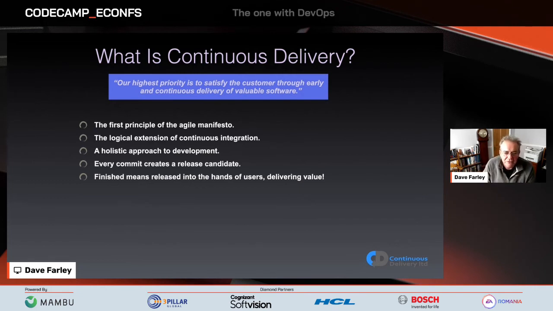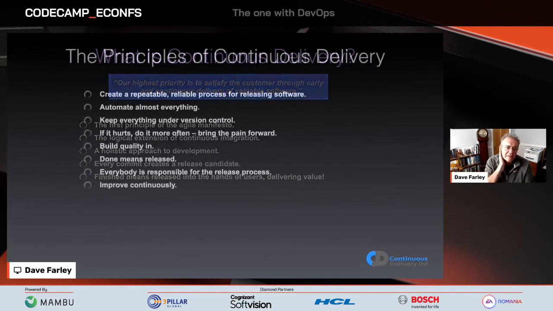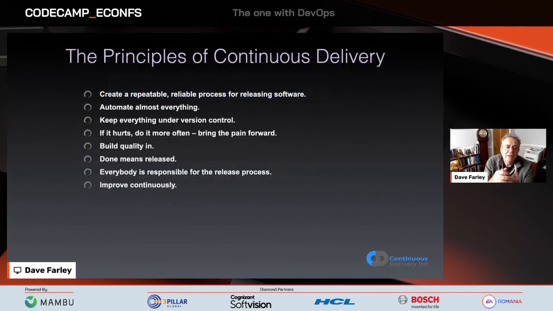And our definition of done is software being useful in the hands of users. To do this, we need to create a repeatable, reliable process for releasing software. So that means we've got to automate pretty much everything. That means that we've got to keep everything under version control, and we've got to move really, really quickly so that we can see where the pain points are, so we can take work out of the process.